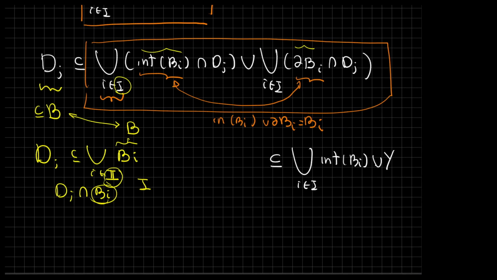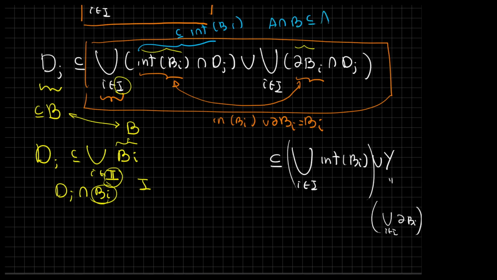But you know that, and the set Y is equal to, it is like this, and this set is the union of the boundaries. So what is happening here is that since this is the intersection of the interior with D, this is included in the interior of this, because you know that a set intersected with another set is always included in one of those sets. And the same here, this set here is included in the boundaries.